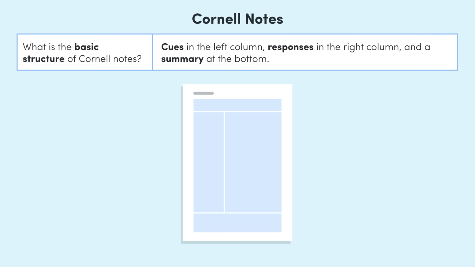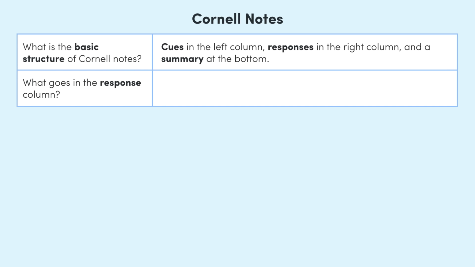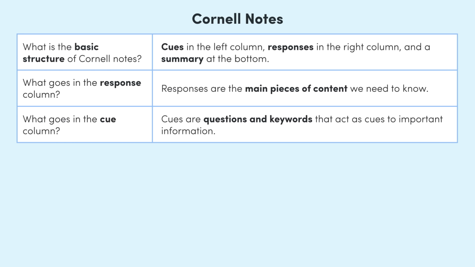Cool, let's do our summary of this lesson and why not in Q and response format? What is the basic structure of Cornell Notes? Q's go in the column on the left, responses in a column on the right, and a summary in a box at the bottom. What goes in the response column? Responses are the main pieces of content that we need to know. And what goes in the Q column? Qs are questions or keywords and phrases that act as cues to important information.